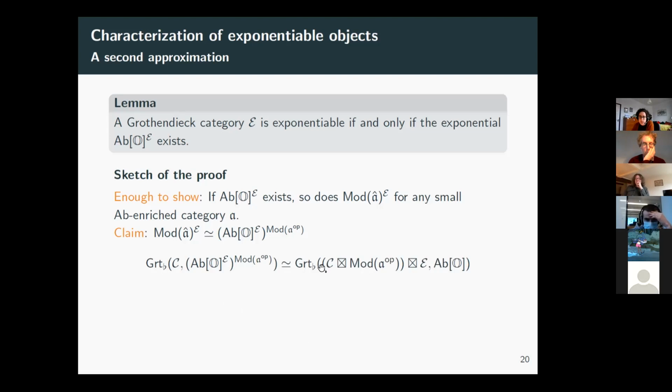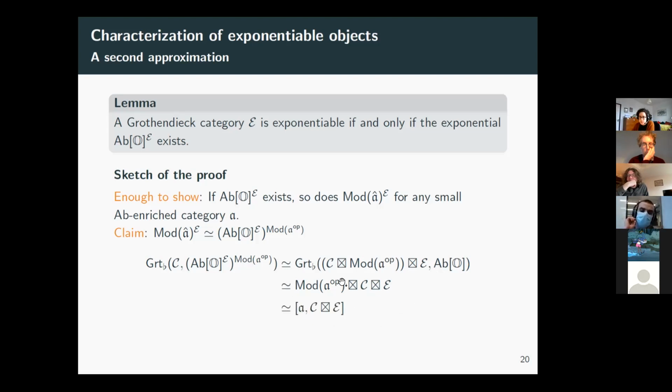First, mod A comes back, then E comes back. Then we have flat morphisms from this tensor to ABO. But morphisms to ABO is just the first, this is a representable object. So this is just the first component here. In here, I already use the symmetry and the associativity of this tensor product.